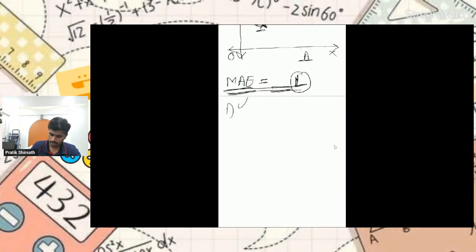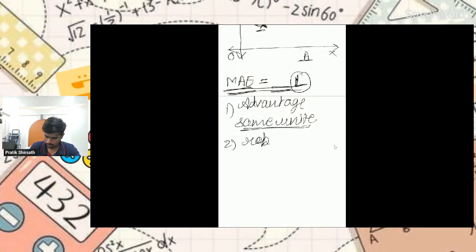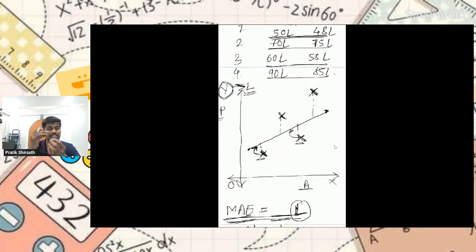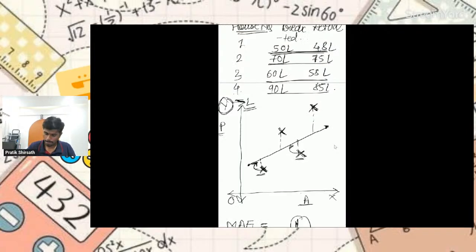The first advantage is the same unit. The second is that it is robust to outliers. What are outliers? Outliers are values which are disconnected. These values are connected to the line and show some relation to the predicted line. These are the actual predictions, but this one can be the outlier.